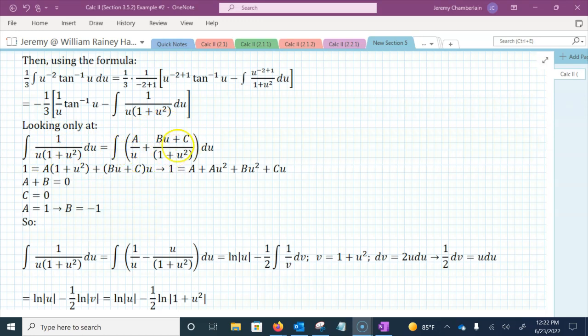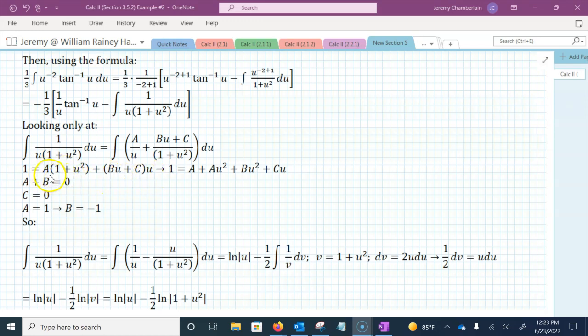The reason we want this expression is so we can use either a u substitution or natural logs in finding these integrals. So equating this expression with this expression, I'm going to do a common denominator. Here I'm going to have A times 1 plus u squared, and Bu plus C times u. That gives the entire numerator, A times 1 plus u squared plus Bu plus C times u, all over the denominator u times 1 plus u squared. But I have the same denominator here, so the numerator must equal 1.